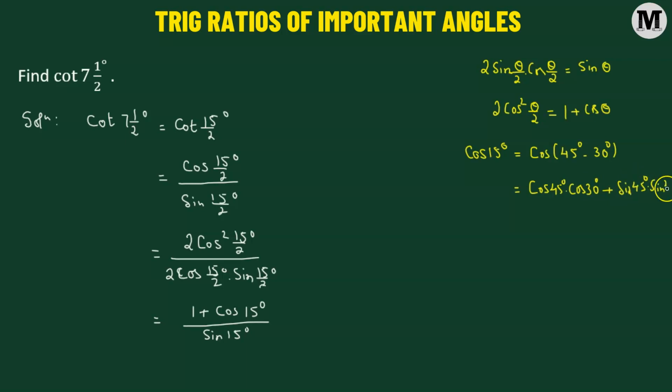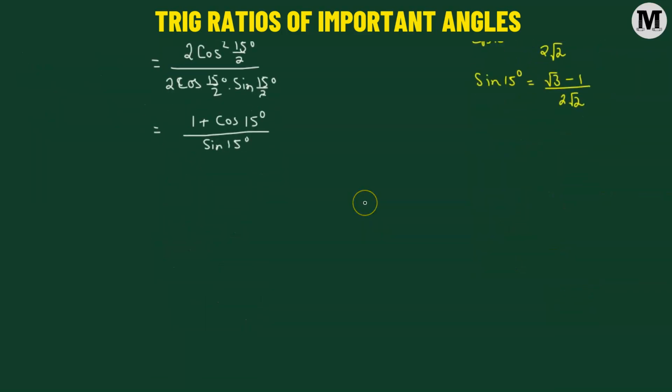Now each of the trig ratios has known standard values. So we should get square root of 3 added to 1 divided by 2 times square root of 2. So this is going to be the value of cosine 15 degrees. Similarly, we can also find the value of sine 15 degrees. So sine 15 degrees is going to correspond to square root of 3 minus 1 divided by 2 times square root of 2.